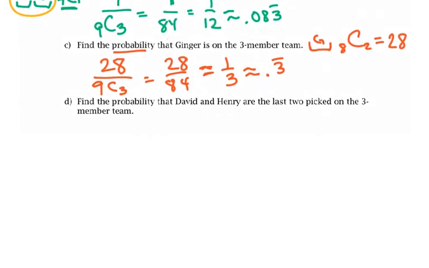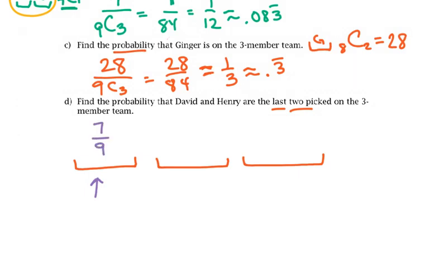What's the probability that David and Henry are the last 2 picked? Okay, so what we're looking at here is the first choice, second choice, third choice. Remember that when we're doing the probability, our desired outcomes are what we're looking at. For my first position, I don't want it to be David or Henry. It can be anybody else. So I've got a 7 out of 9 chance that it's going to be anybody except David and Henry.